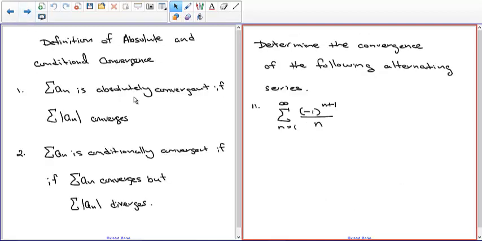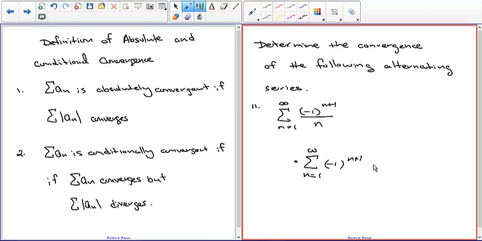Okay, so let's look at, well, we've already done this one basically. a sub n is 1 over n. In an alternating series, a sub n is not the whole term. What we have here is the summation from n equals 1 to infinity of negative 1 to the n plus 1 times a sub n, where a sub n is equal to 1 over n. So you have the alternating part plus the nth term of the series.